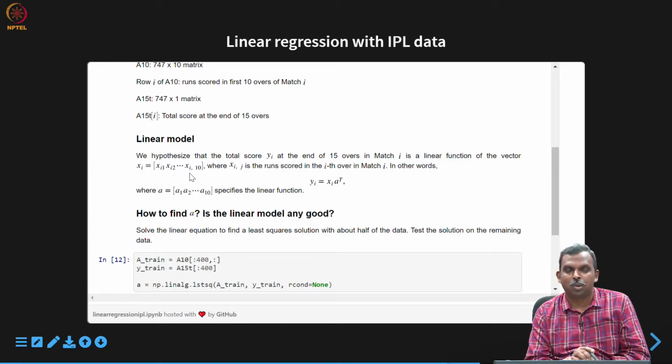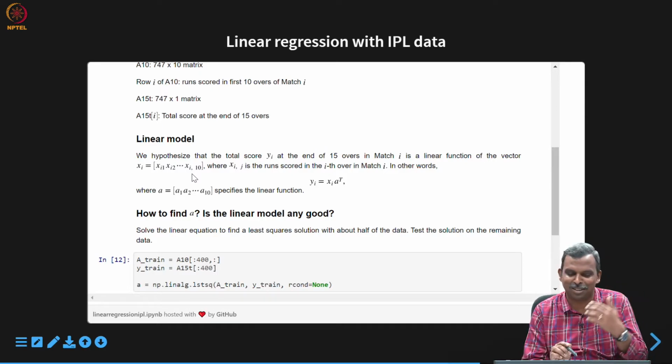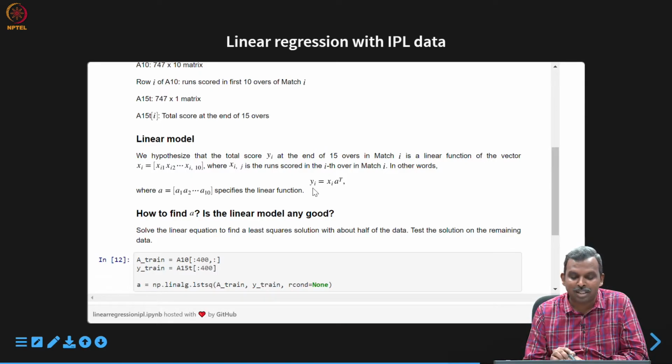Okay, so why a linear function? Because that's the easiest I can deal with. So let's start with a linear function. So once I hypothesize it's a linear function, I only need these coefficients, right? A1 to A10, and I will multiply xi by A transpose. Okay, A I'm thinking of as a column vector. So x is a row vector, A transpose is a column vector, I'm simply doing a linear combination to give yi. So my hypothesis is a linear model, right? So yi is a linear combination.